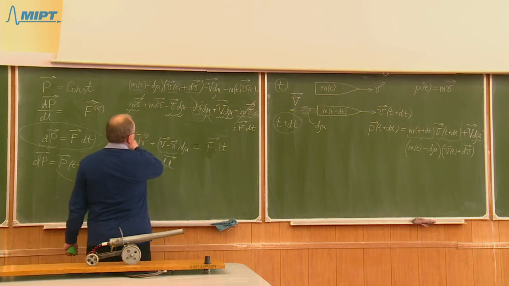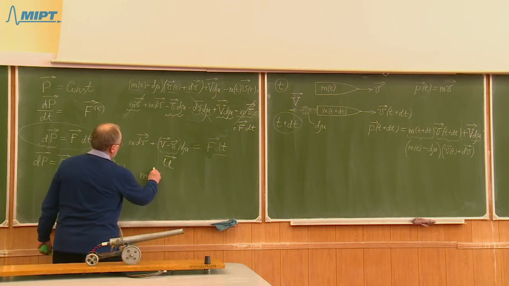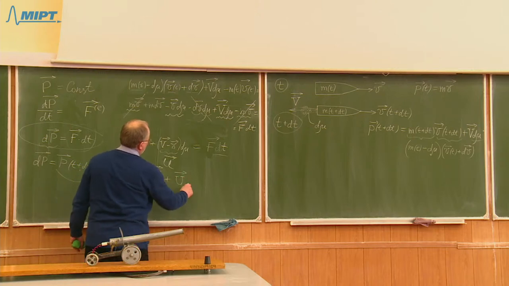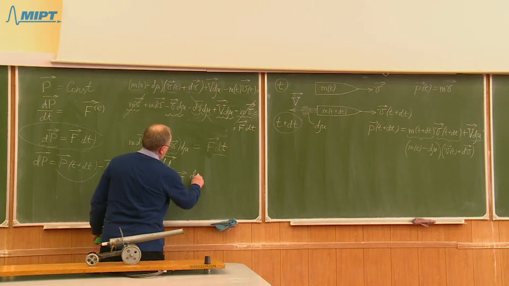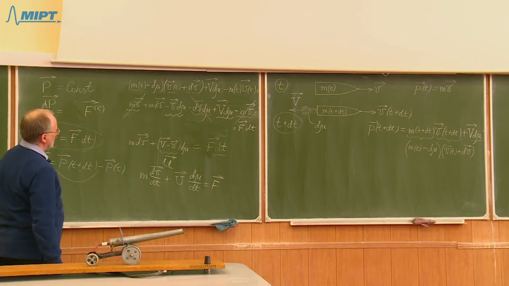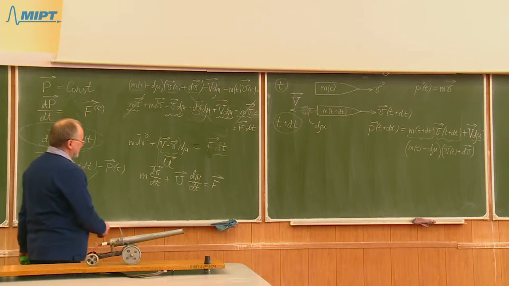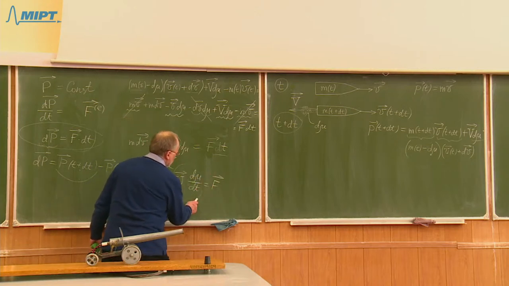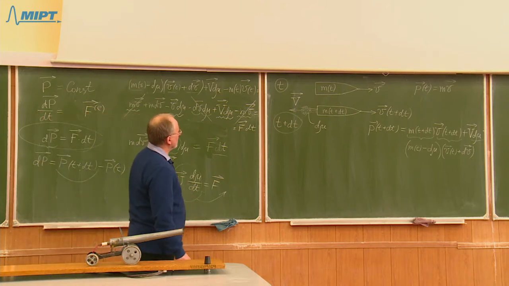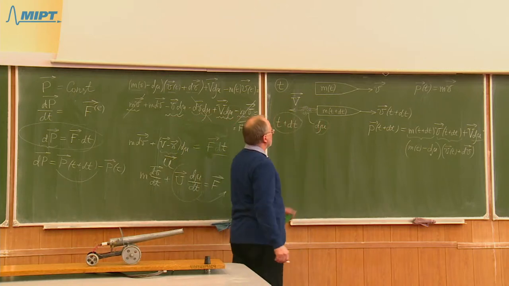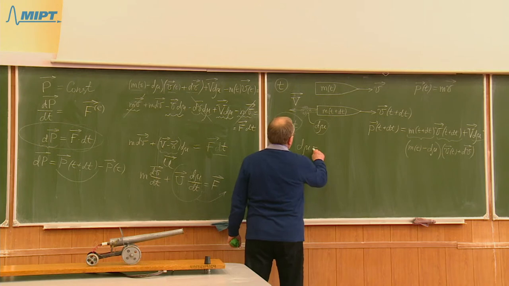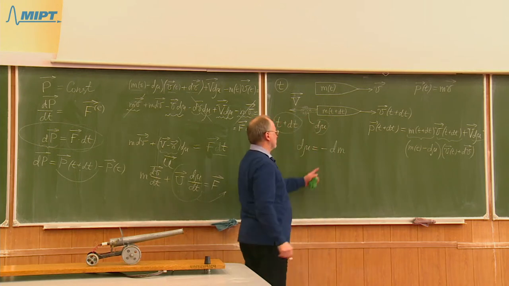So at this step, I will also divide this equation by dt. So I will obtain m dv by dt plus U d mu divided by dt equal to F. Now I will do the last step. I will take this term into another side of the equation, and I will introduce a new quantity. If d mu is the mass of the fuel lost by the rocket, it means that d mu is minus the change of mass of the rocket itself.